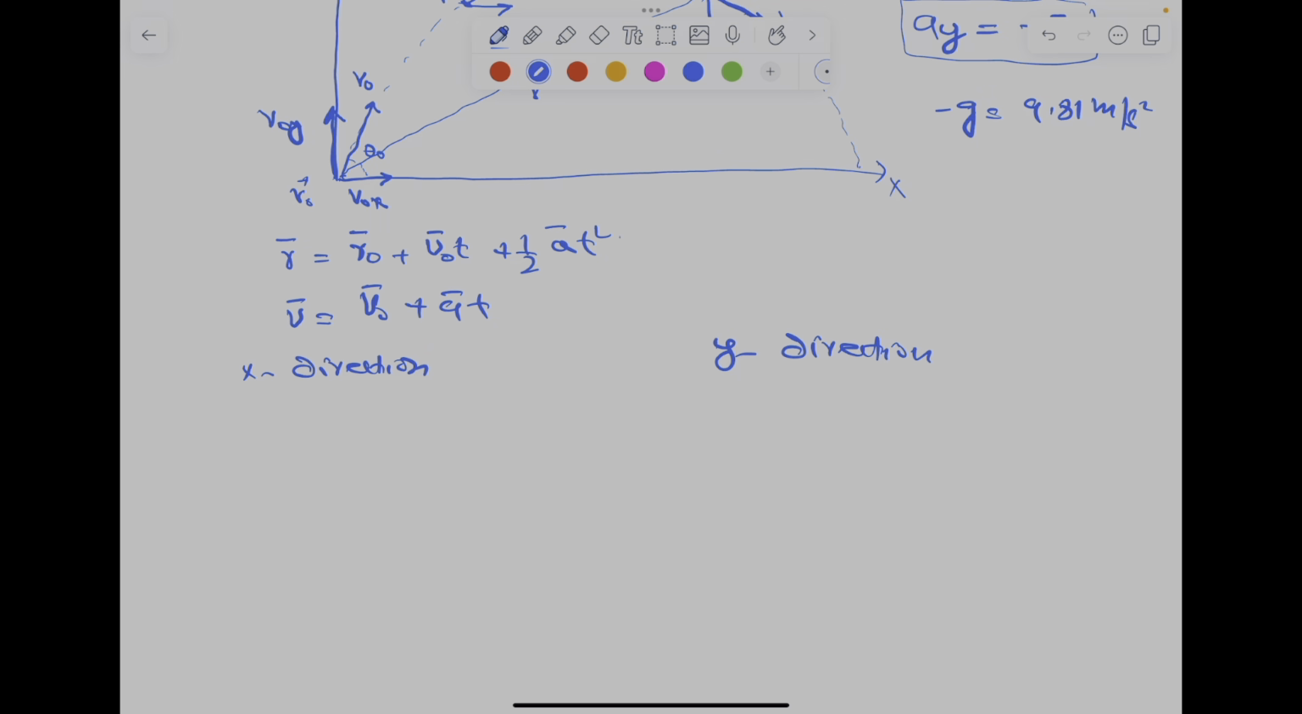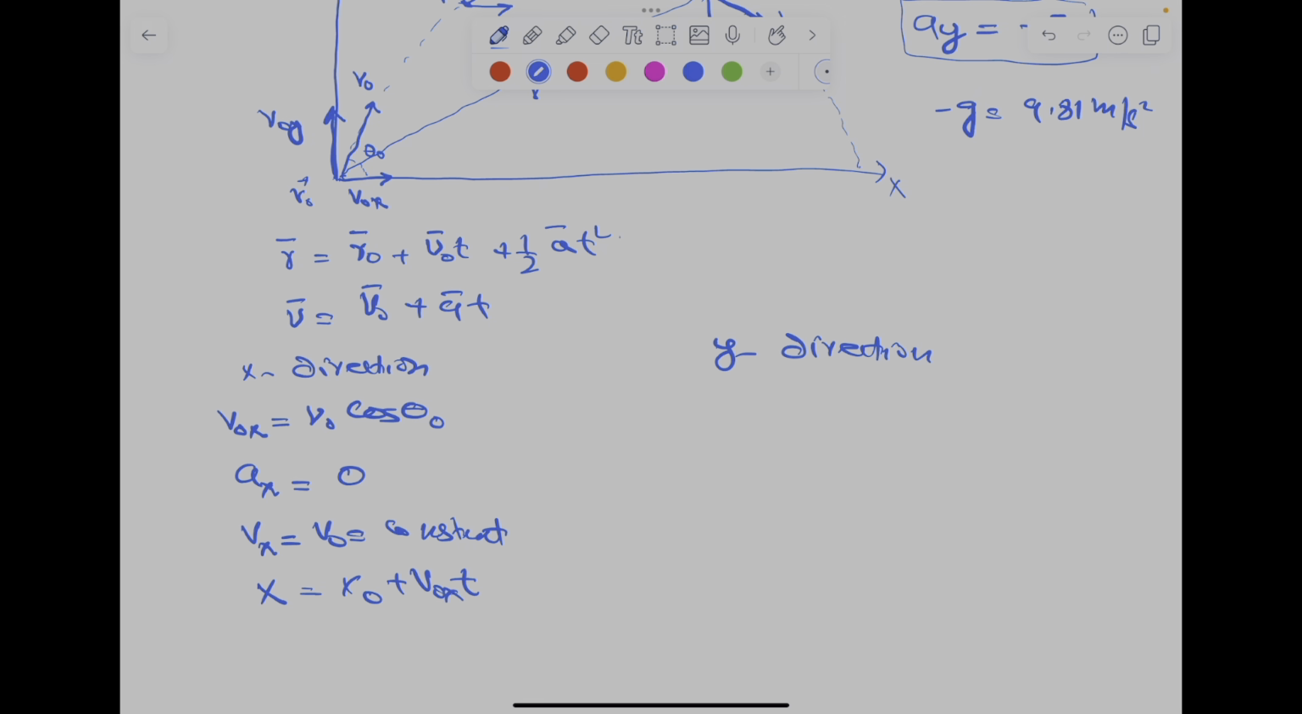So along x direction, its initial velocity is v naught of x, which is v naught cos of theta naught. Its acceleration along x is 0. Its velocity along x is constant, and its x equation becomes x equals x naught plus v naught of x t.